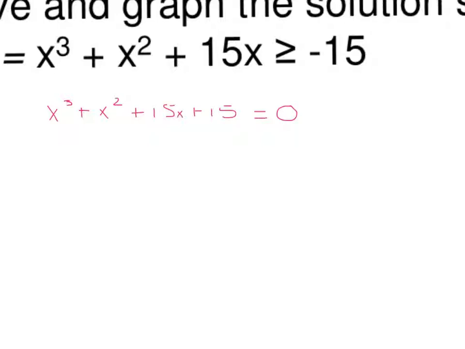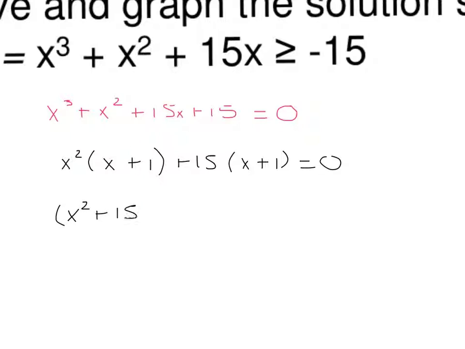How can I factor this? Okay, by grouping, good. So I'm going to group the first two, factor out an x squared, and then I get x plus what? 1, good. What can I factor from the right side? 15. And then I get x plus 1, good. And now I'm going to group x squared plus 15 and x plus 1 equals 0.